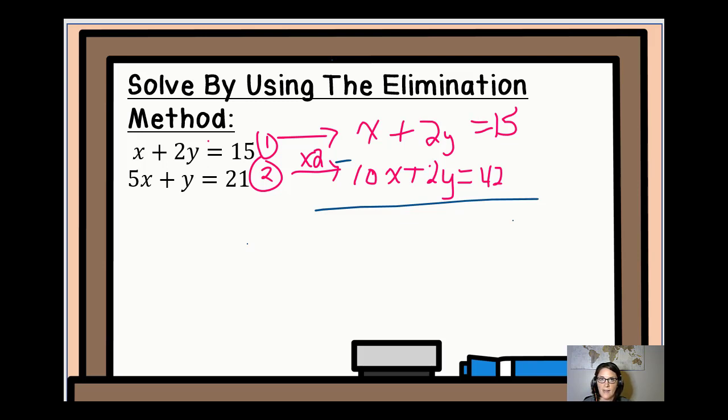So x, or 1x, minus 10x would give me negative 9x. And then 2y minus 2y is just 0y, so I don't need to write that. And then 15 minus 42 is negative 27. So last but not least, we're going to divide each side by negative 9. So x is equal to 3.